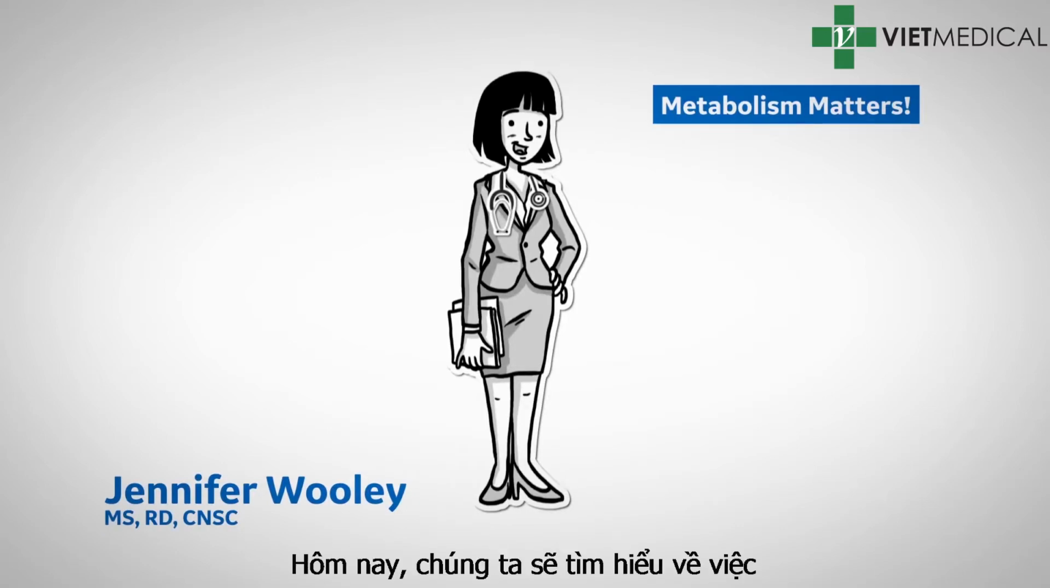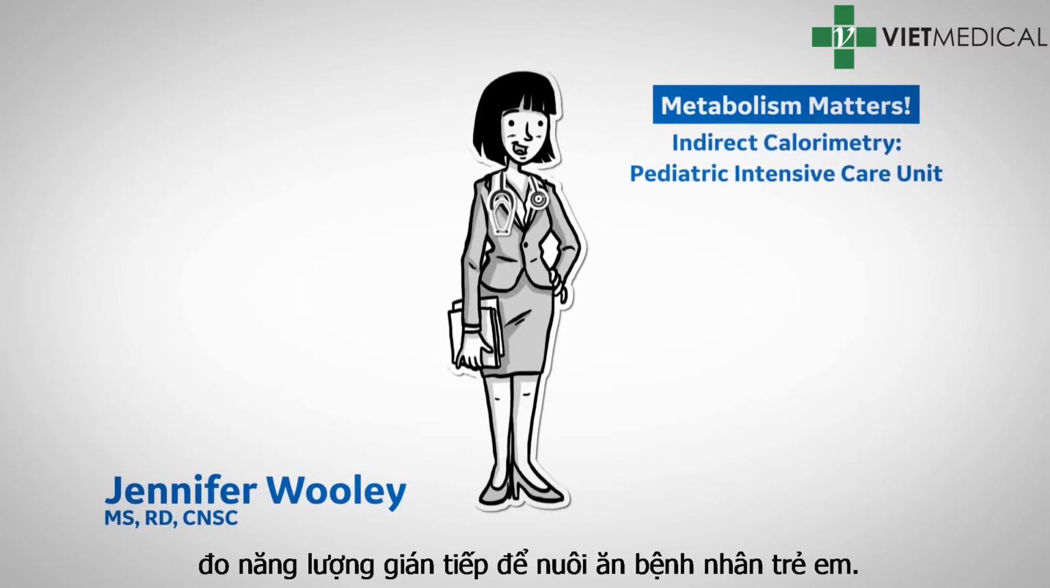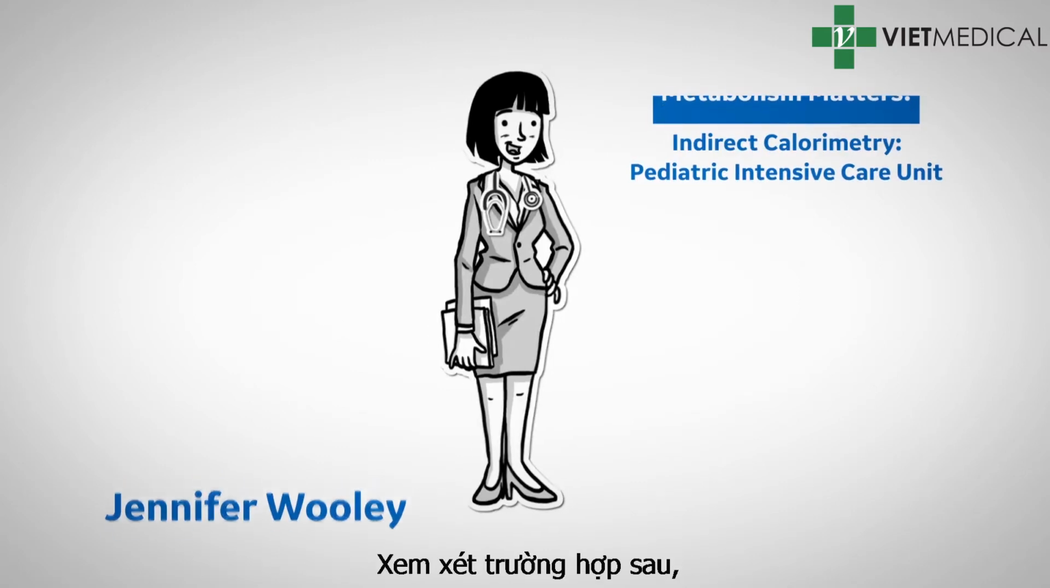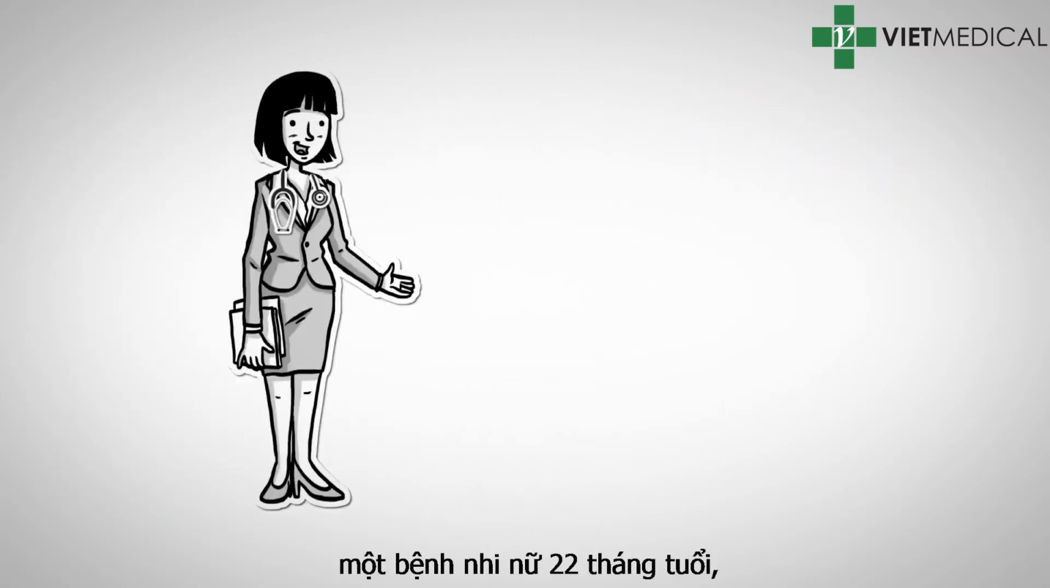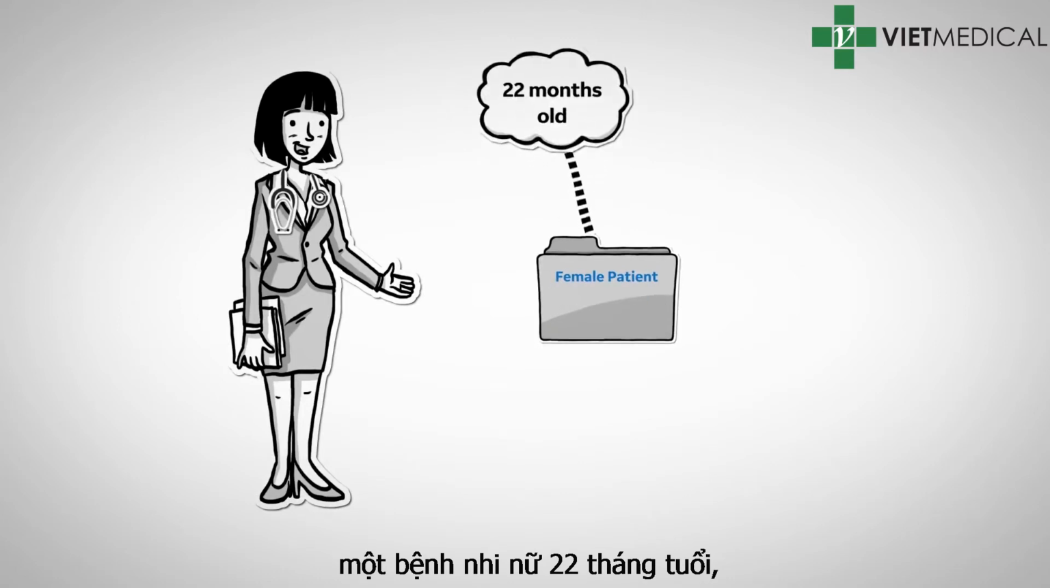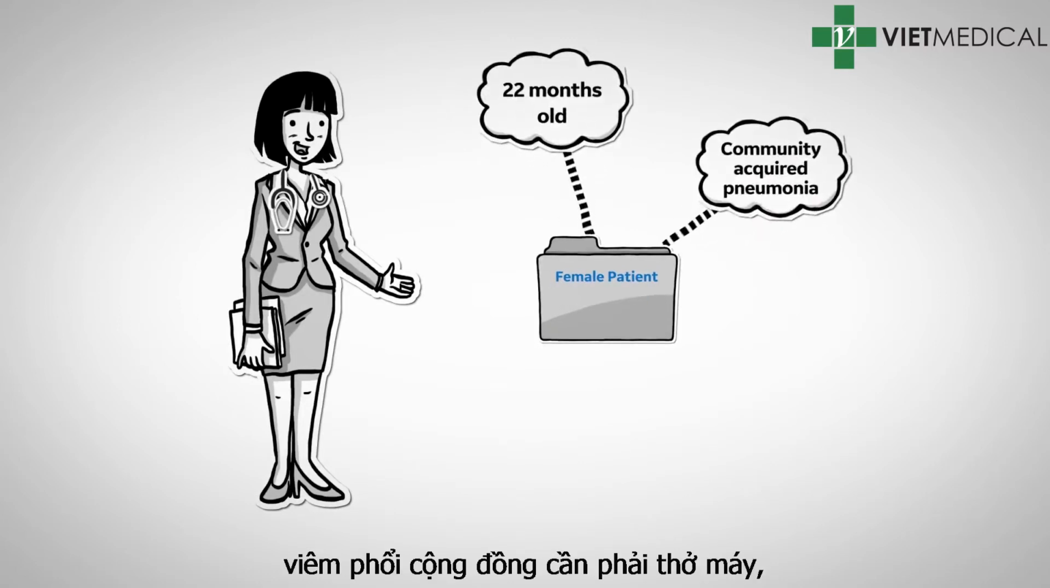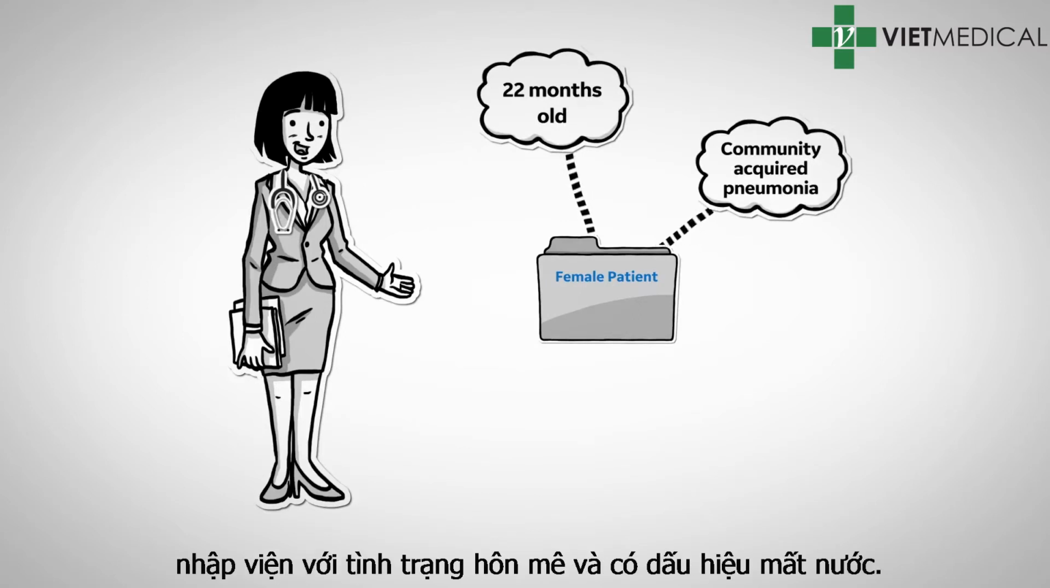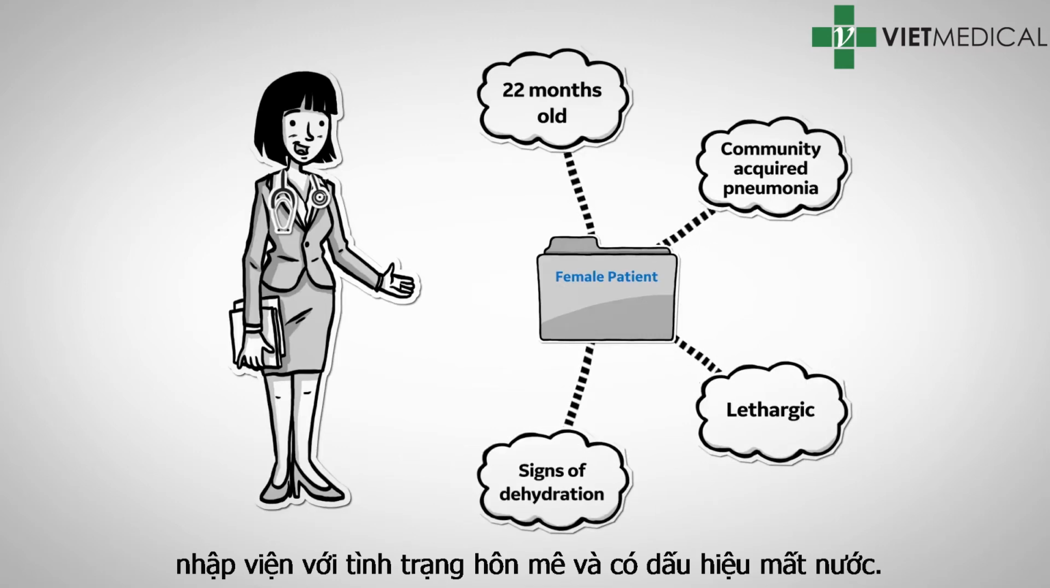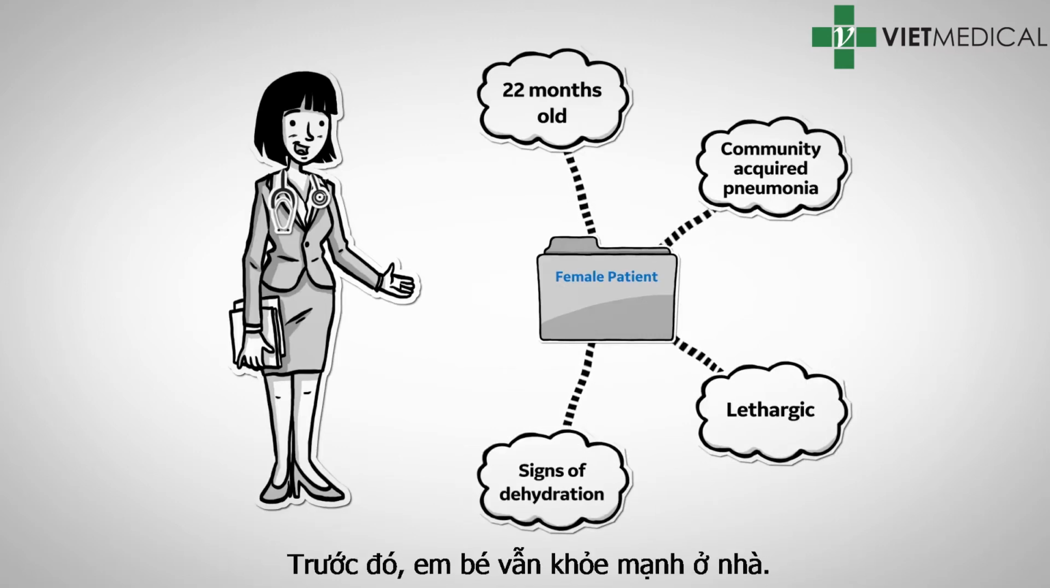Today we'll be taking a look at using indirect calorimetry to feed critically ill pediatric patients. Let's take a look at a case. The case involves a 22-month-old female patient with community-acquired pneumonia requiring mechanical ventilation for life support. Upon admission, the patient was lethargic and showed signs of dehydration. Prior to her illness, she was a healthy infant at home with her family.